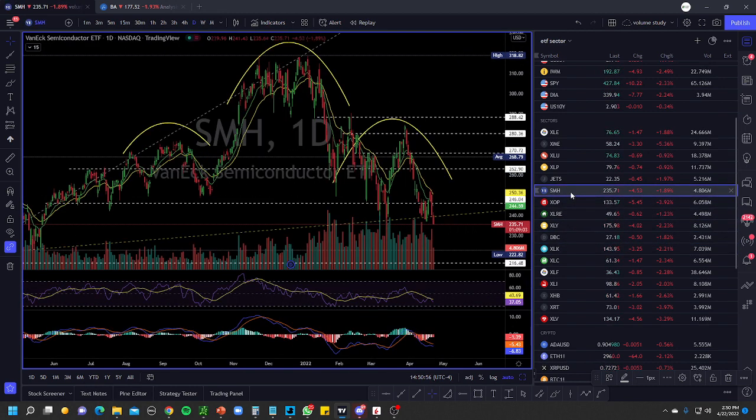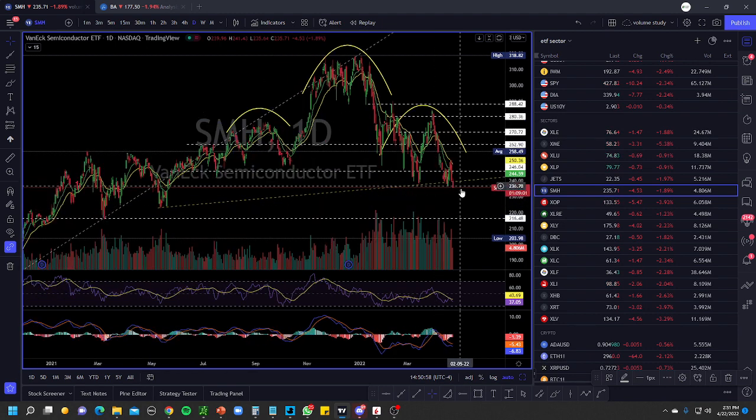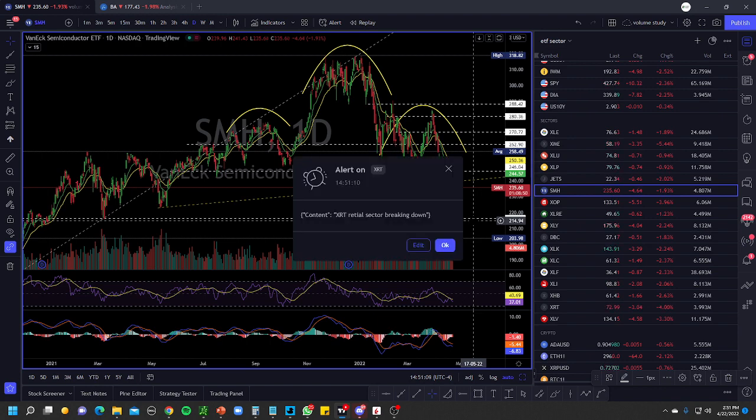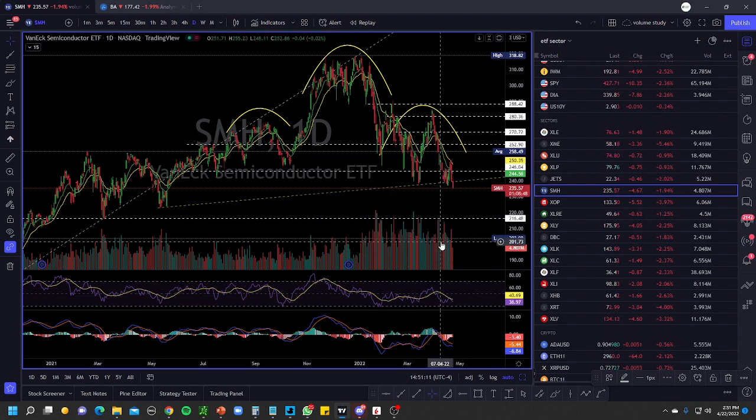Let's look at the semiconductors next. Semiconductors are breaking through this head and shoulder pattern. It's looking like they got support at 216. This is a very, very bad sign for NVIDIA and AMD and any of their tech stocks like TSM, LRCX. So that's something to keep in mind.